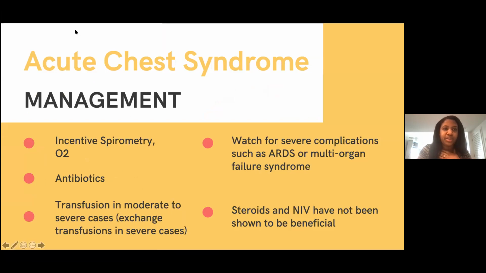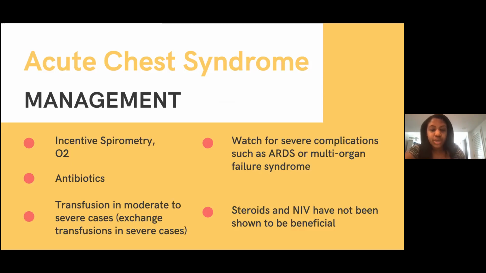So what about management of ACS? And I'm saying ACS meaning acute chest syndrome, not acute coronary syndrome. It's kind of confusing. But the mainstay of therapy, firstly, includes incentive spirometry. There's evidence from a small clinical trial that incentive spirometry actually prevents ACS and supports the role of bone infarct, hypoventilation, pain, atelectasis, that is parts of the pathophysiology of ACS.